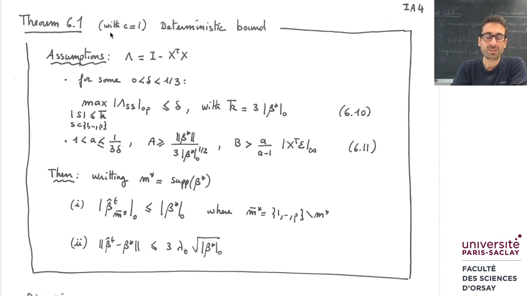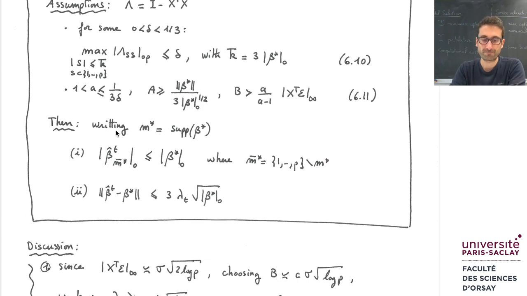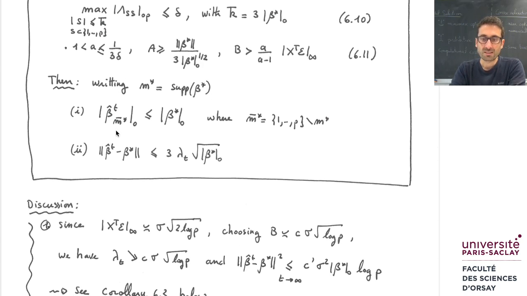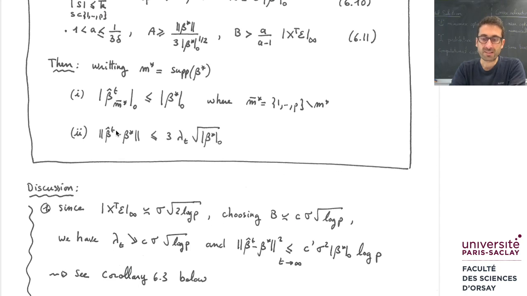So if you compare to the lecture notes, you will see that in the lecture notes there is an additional parameter, which is c. For simplicity here, I have fixed c equal to 1. If you look at theorem 6.1 in the lecture notes, you will see an additional c which gives more flexibility to the result. But for simplicity I think it's easier to fix c equal to 1.